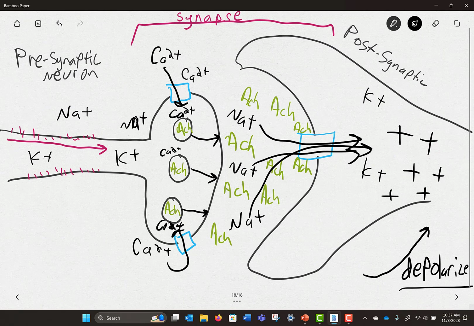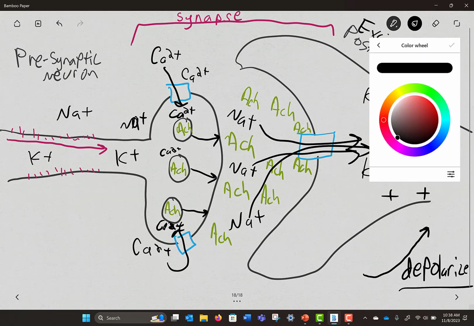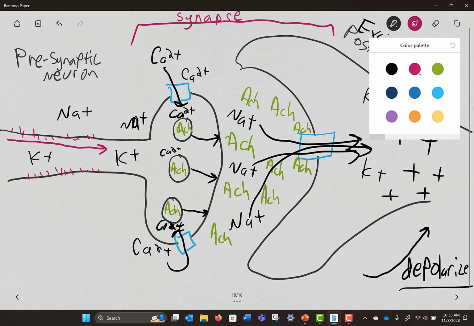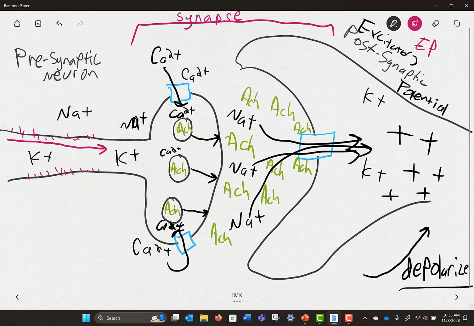And that causes what we call an excitatory postsynaptic potential, abbreviated EPSP, excitatory postsynaptic potential. We caused the receiving neuron, the postsynaptic neuron, to depolarize. We caused it to be more likely to send an action potential.